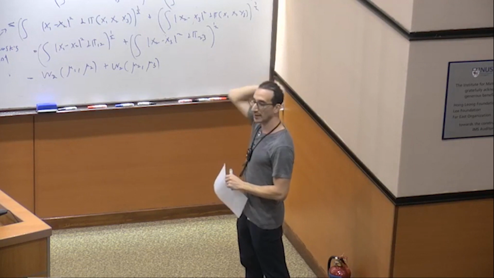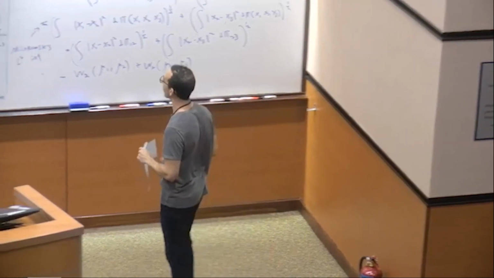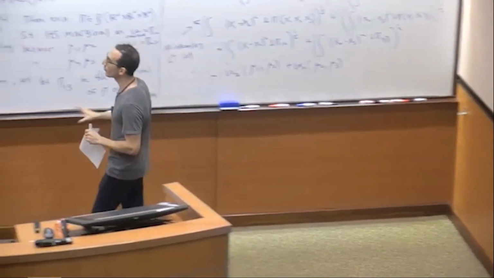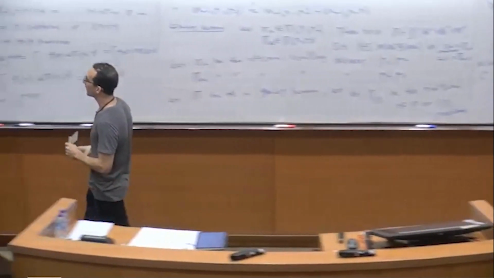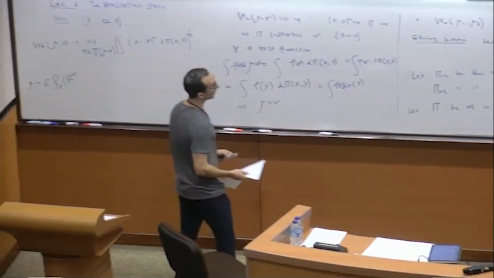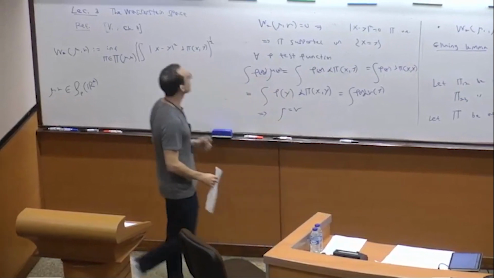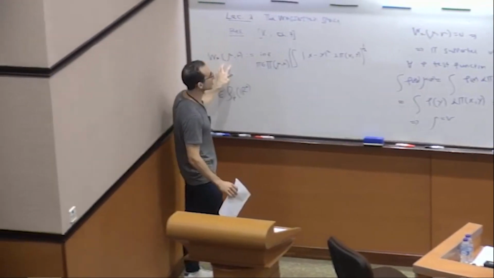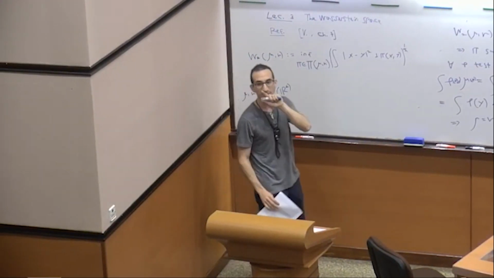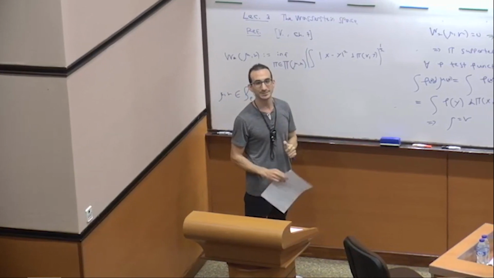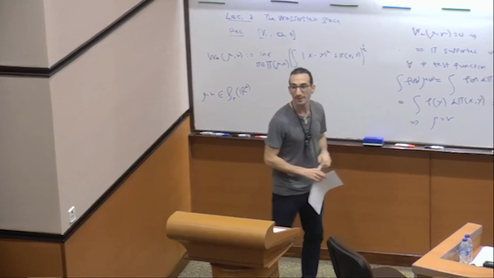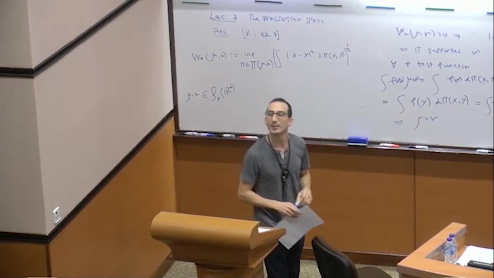Okay, so that's the triangle inequality part, and therefore that finishes a proof of the fact that W2 is a metric. Okay, is there any question on that?